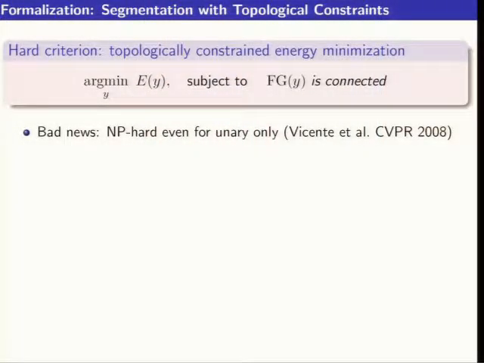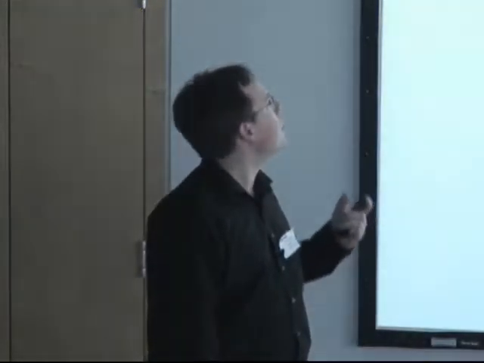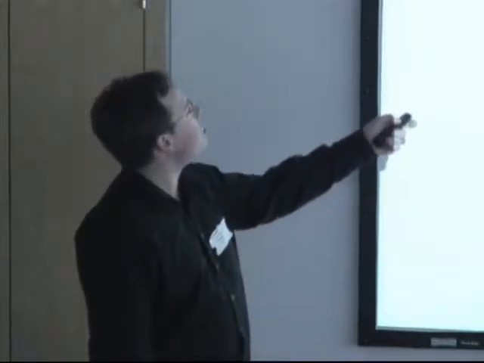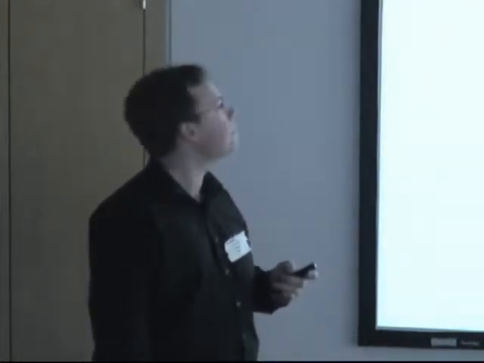So, of course, studying segmentation with topological constraints of this type is not really new. What you can do is just say, well, I want to minimize my energy, but I also have the knowledge that I want the foreground to be a connected region. So I just minimize my energy subject to the constraint that the foreground is connected.